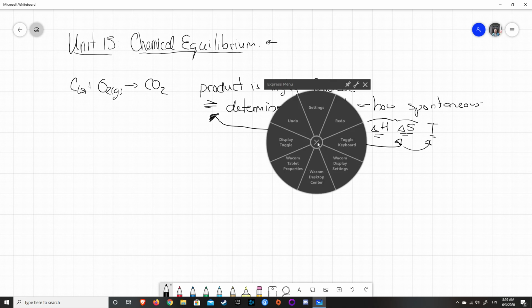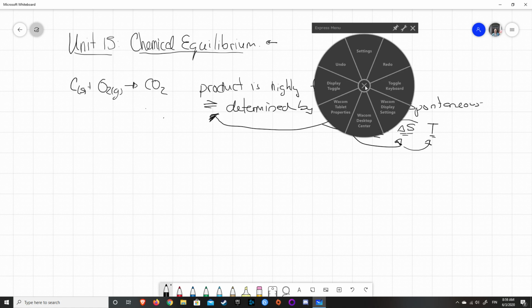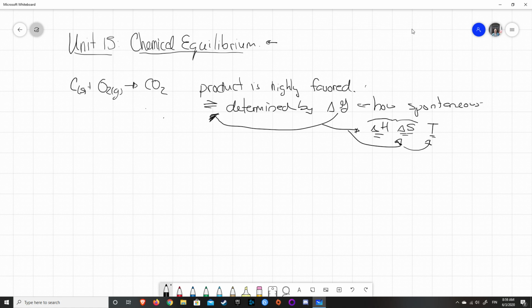So if we can imagine, right, this is, oops, I don't know what's going on with my eraser right now. There we go. Okay, so if we can imagine this is reversible, but we don't write it as reversible because the products are so highly favored that this reaction isn't going to reverse itself under typical conditions. So that's why we write it as being a forward reaction.